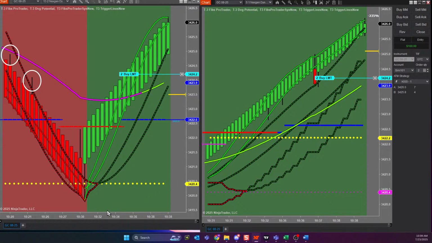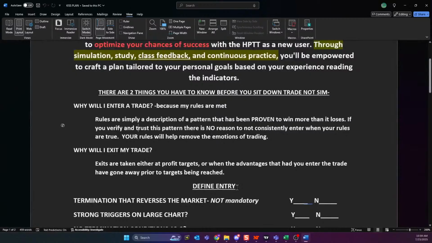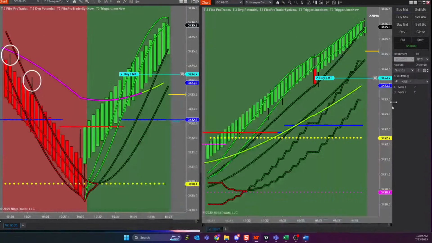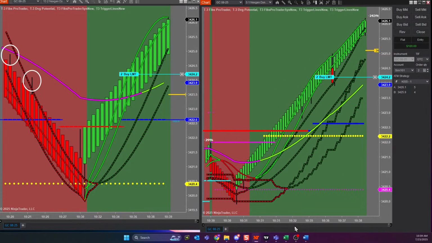But this is exciting because, guys, this fits the KISS plan. Strong triggers, no terminations, area for entry. This is a pattern that I can prove wins more than it loses. This is a pattern that 70 to 80% of the time creates victory potential, and 20 to 30% of the time it's going to run me right over. I never know what it's going to be, but I have an edge. I have an advantage.